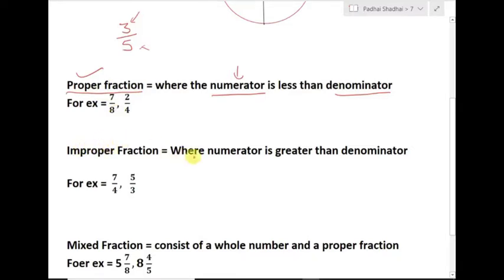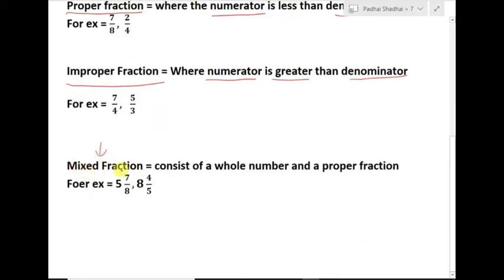Beta, the second one is improper fraction. Here it is the inverse of that. That is, the numerator is greater and the denominator is smaller. Here an example, see 7 upon 4. 7 is bigger than 4, so it is improper. Similarly 5 upon 3, so it is also an improper fraction. When the numerator is greater and the denominator is smaller, it is known as an improper fraction.